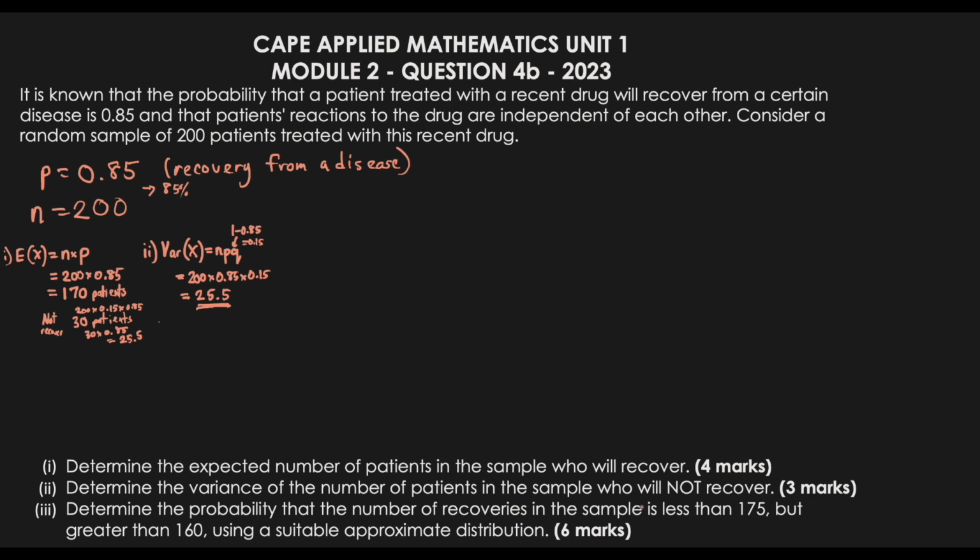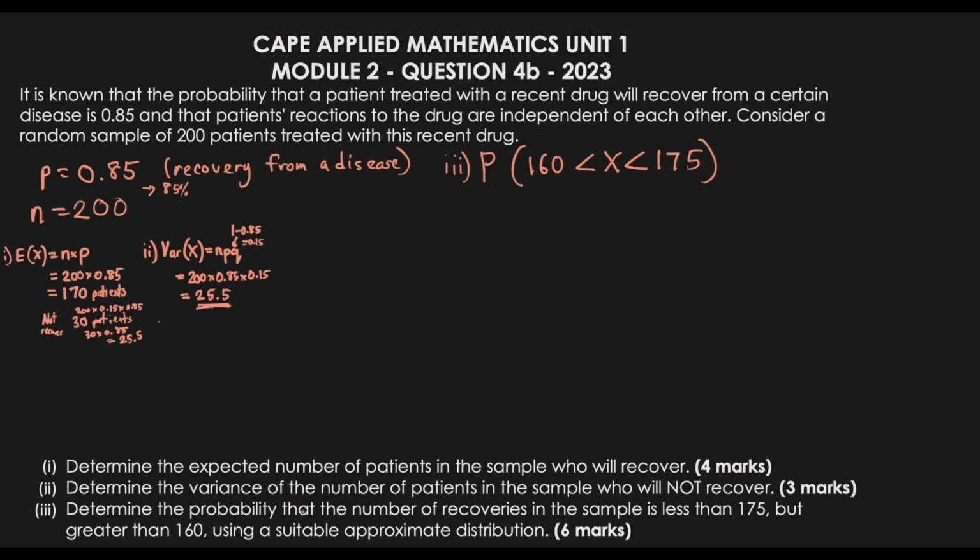Okay, so for this last question now, it says to determine the probability that the number of recoveries in the sample is less than 175, but greater than 160, and we have to use a suitable approximate distribution. It says less than 175, it did not say equal to 175. It says less than 175 but greater than 160, not equal to 160 but greater. So we could say the lowest value is 160, and we're saying that X is more than 160, but it's less than 175.